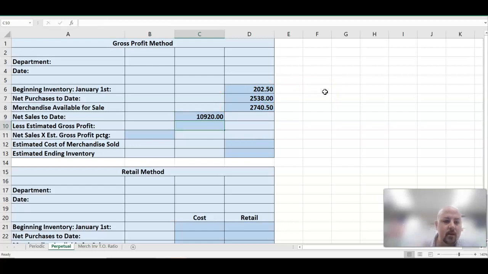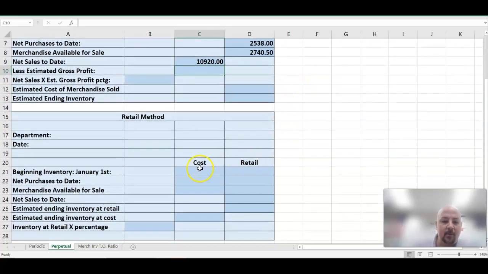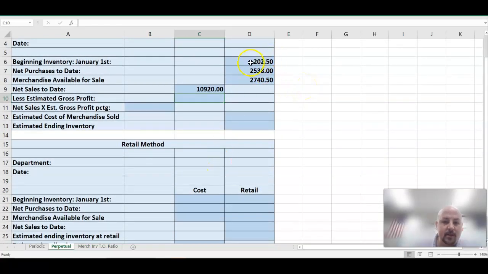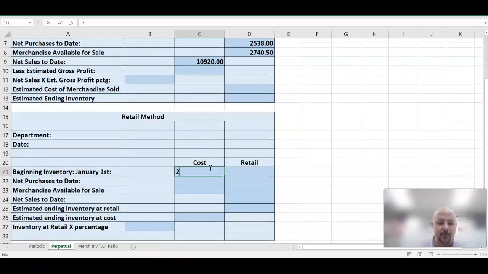And what we got to do now is figure out our gross profit percentage of our retail price, and we will do just that. Let's go down here and start filling out the retail method, and we'll eventually get to where we need to be. Okay, so beginning inventory again is 202.50. The net purchases 2538. That should look familiar because these were the exact same numbers from the top one. And the total is going to be 2,740.50. So those are our cost numbers. We already have those. We already have our net sales amount, which is 10,920.